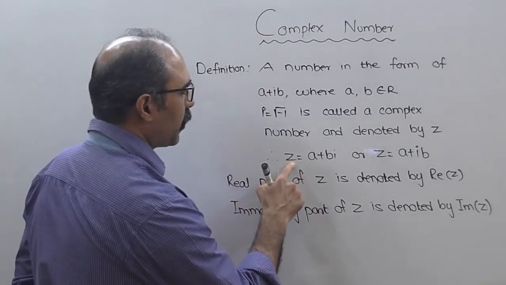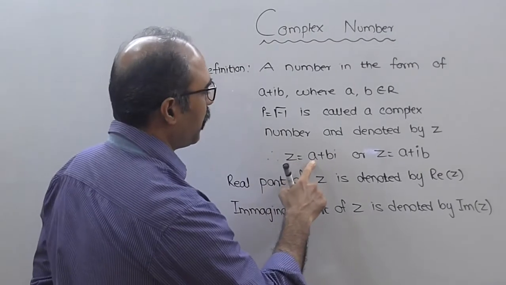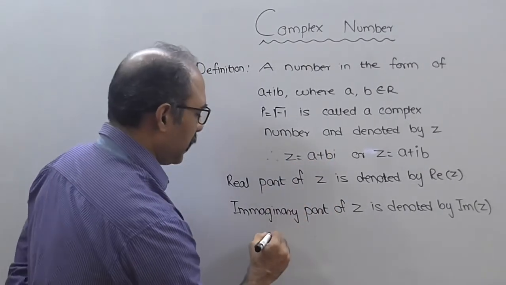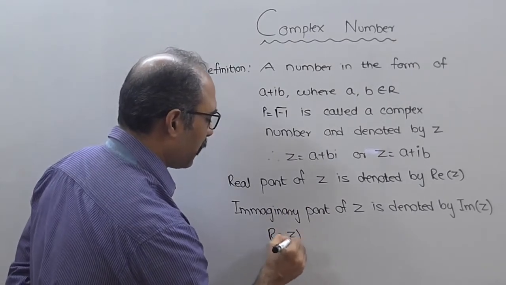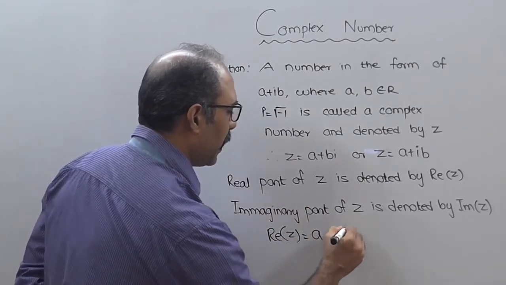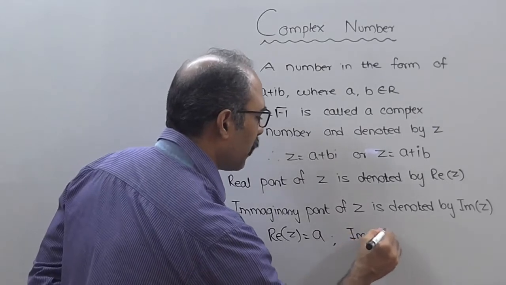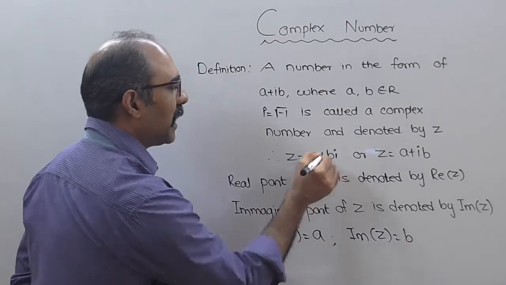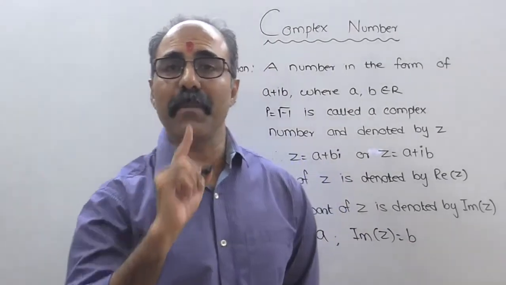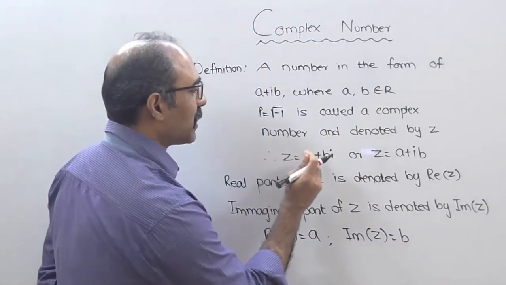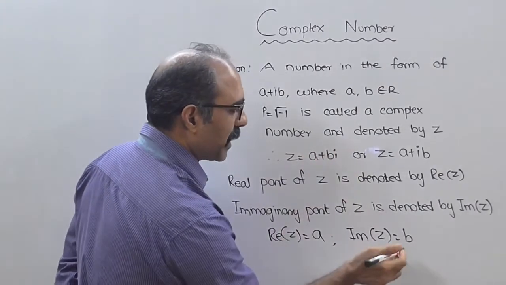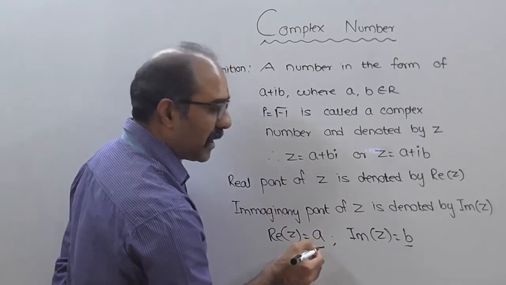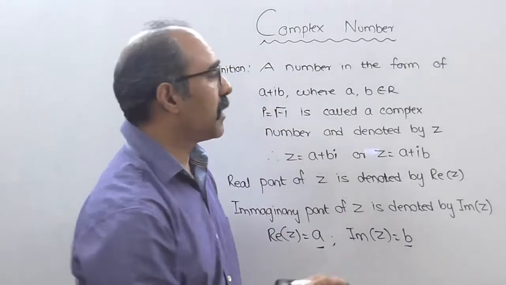Now if z equal to a plus bi, the real part will be a and the imaginary part will be b. See, the real part of the complex number will be a and the imaginary part of the complex number will be b. See, b is associated with i and i belongs to the category of imaginary numbers. So anything that is associated with an imaginary number will be classified as the imaginary part, and anything that does not have imaginary numbers is called the real part.